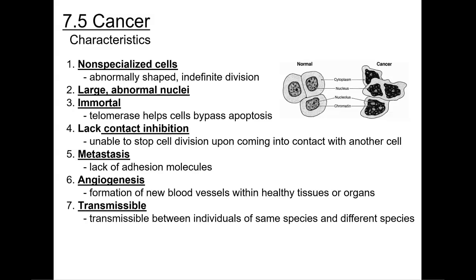So characteristics of cancer: it's non-specialized cells usually. They have an abnormal shape and indefinite division. They quit doing their job and keep going through mitosis over and over and over again until they make a mass. That mass is referred to as a tumor. They have large abnormal nuclei.